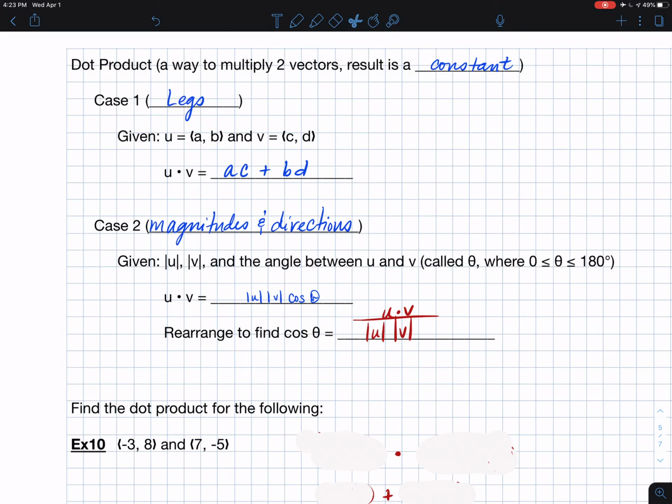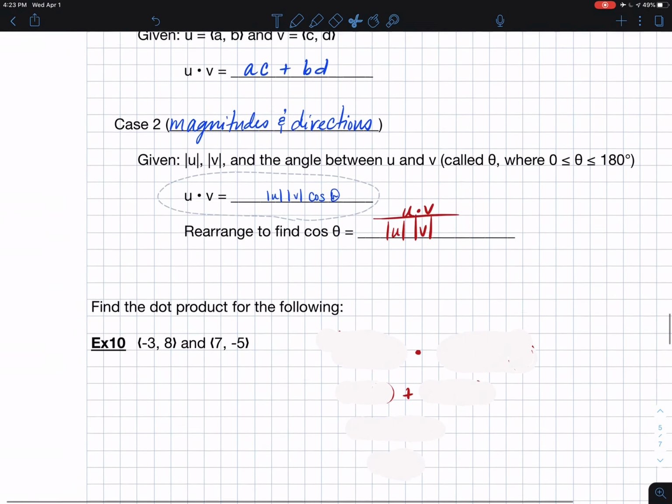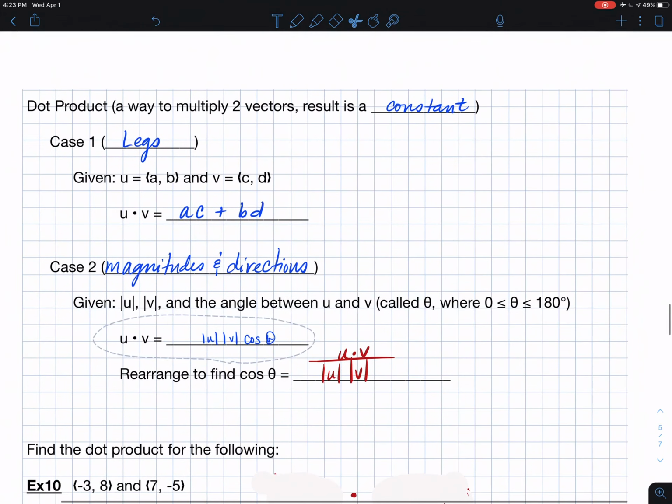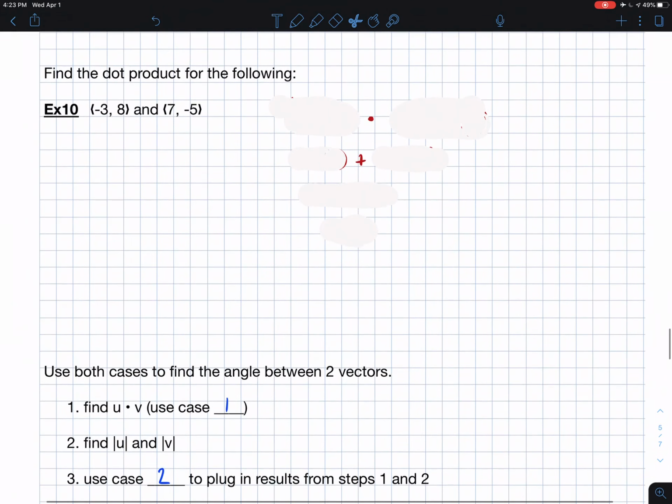When you take this particular equation and rearrange it to isolate cosine theta, you get u dot v divided by magnitude of u times magnitude of v. All right, so you need to have this available to you as we work through example number 10. I'm not going to show both of them, so just so that you know.